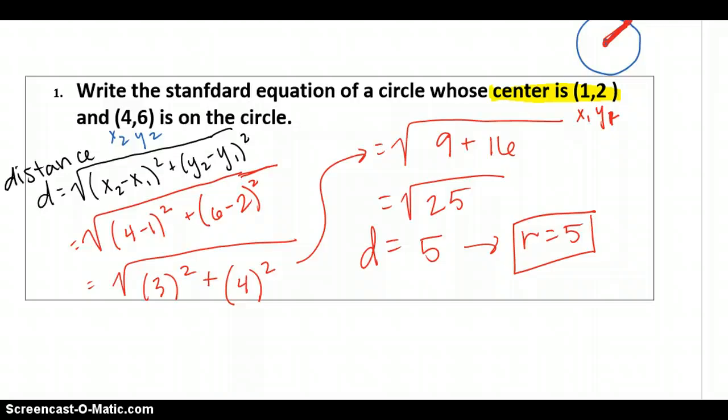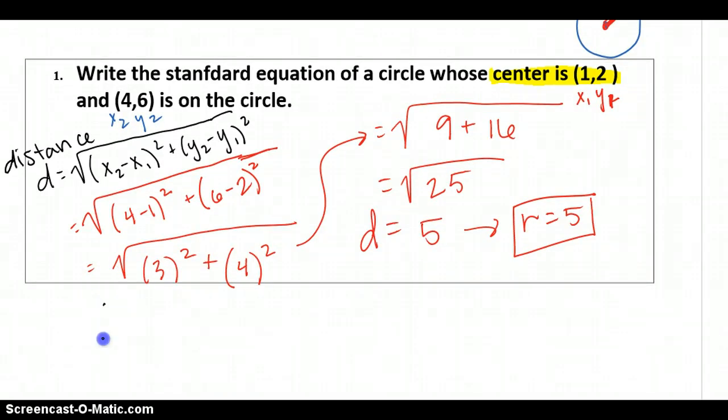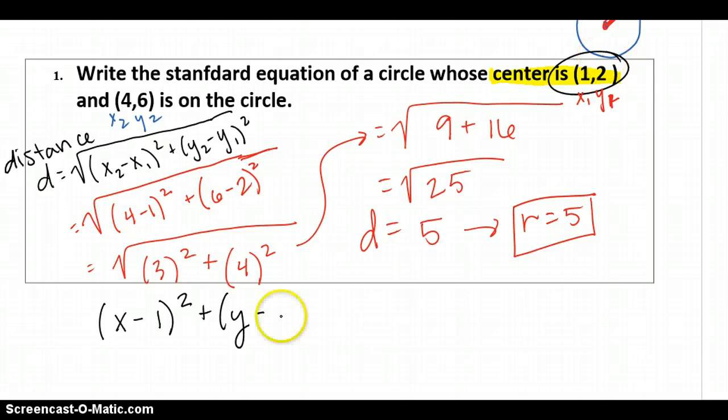Okay, so we're not quite finished. We need to put this into the standard equation of our circle. So I have x minus h. Our center here is at (1, 2), so h is 1. So (x minus 1) squared plus (y minus 2) squared, since my k is 2, equals my radius squared, so 5 squared is 25. So there's my equation. It's simple to plug it into that equation, but you might be asked to find the radius or find the center. Questions?